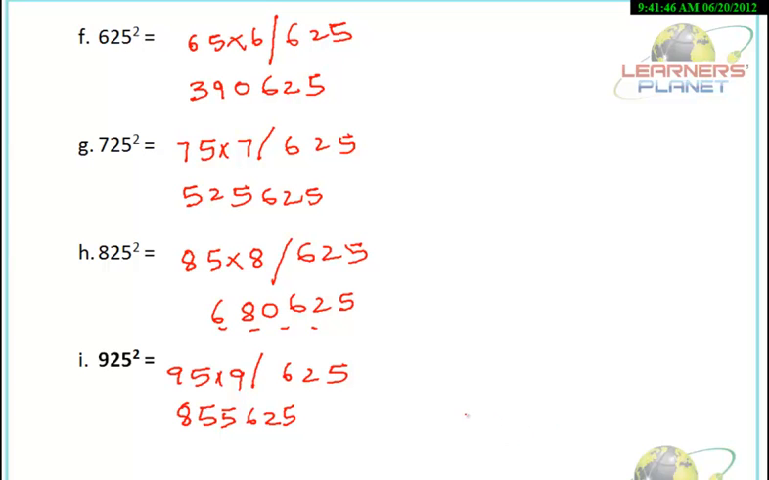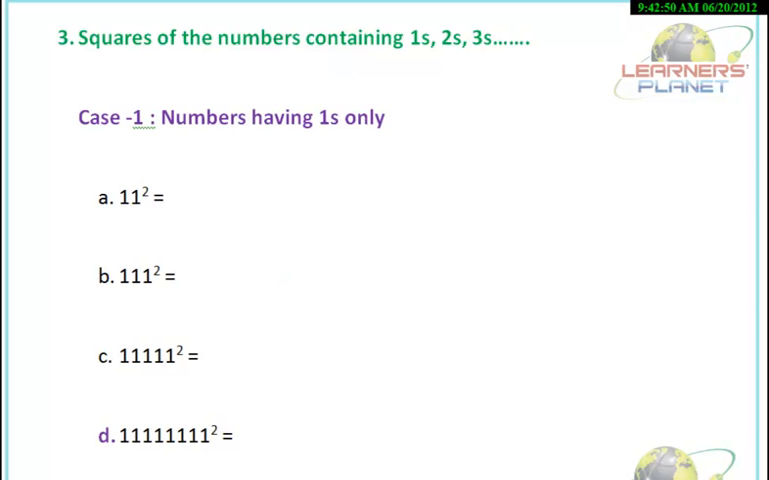We'll be discussing more methods in the same session. Now we try to find the squares of the numbers containing 1s, 2s, 3s, etc. In the first case we are going to take the numbers having 1s only. Here I have taken 11 square. So just observe the pattern very carefully. Since there are 2 1s, we'll be increasing the counting up to 2, then we'll be decreasing. So it's 1, 2, 1.